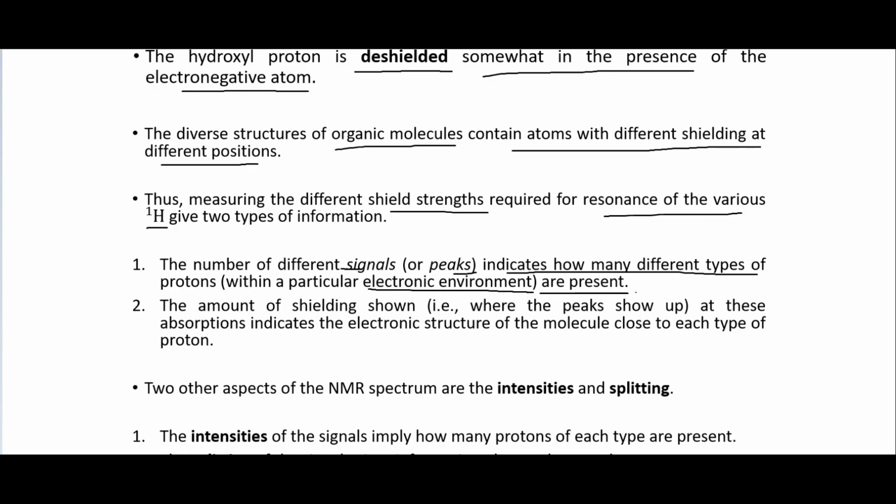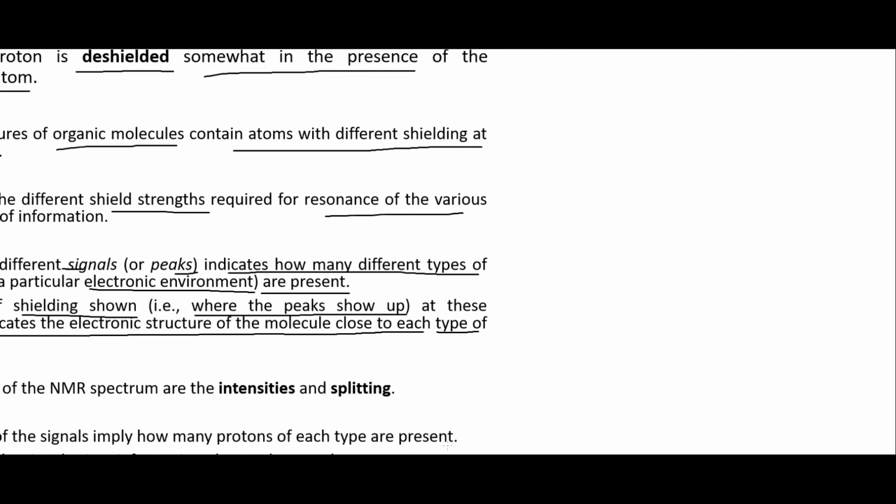So if you have, say, 3 peaks, then that means you have 3 types of chemical environments where your protons will show up. And number 2, the amount of shielding shown, which depends on where the peaks actually show up in your spectrum. The amount of shielding shown at these absorptions indicates the electronic structure of the molecule close to each type of proton. What I mean by that is, say we have something that looks like this. So this is our spectrum here.